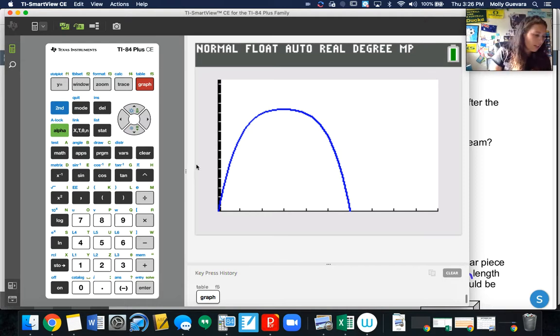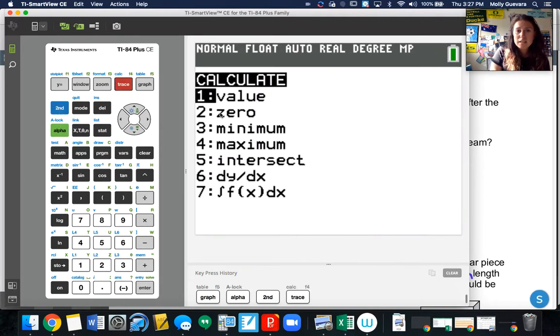So here is when the drug is administered, and then the amount in your bloodstream increases until it reaches the maximum. And then after a certain amount of time, the amount of drug in your bloodstream decreases. And I want to know how many hours after the drug is administered will it be eliminated from the bloodstream. So I want to know, what is this right here? It looks like 6, but I'm just going to double check. Okay, so I'm going to go second trace, and I want to find the 0. I want to find where this graph crosses the x-axis.